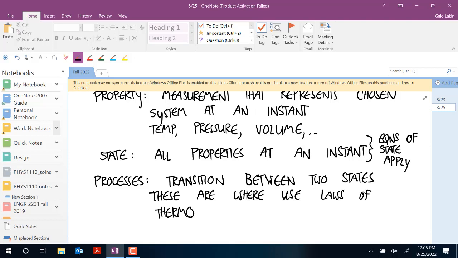So if you know some properties, you can often calculate other ones. The ideal gas law is one of those. Thermal expansion equations are included in those. Tables of thermodynamic properties, we'll use those quite a bit.